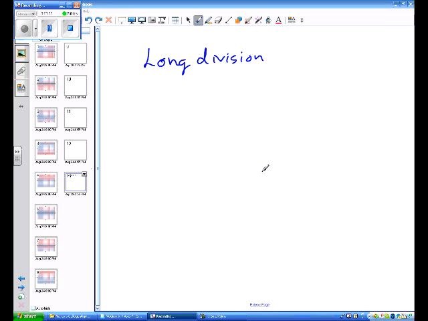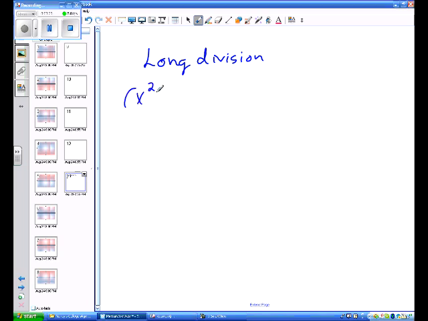We're going to be looking at what we call long division of polynomials, and then we'll begin looking at a method called synthetic division. In long division, what we're simply doing is trying to find out if something is a factor. So if we took the problem x squared plus 14x plus 45, and we wanted to divide it by x plus 9.